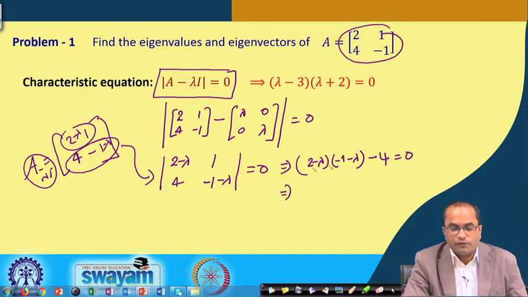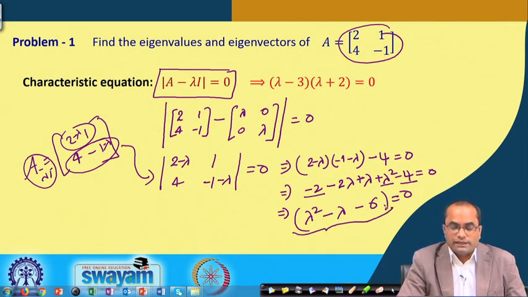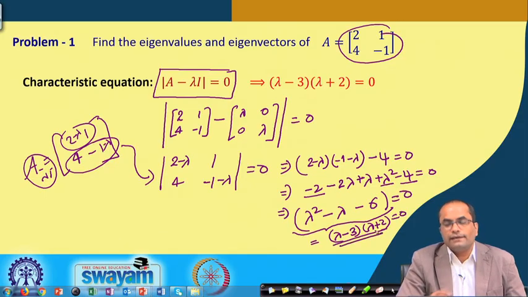So, we can get this product that will give minus 2, and then here minus 2 lambda plus lambda and plus lambda square, and then we have minus 4 is equal to 0. So, we get this minus 6 here, and then we have this lambda square, and then we have minus lambda. So, this is the characteristic equation which we can factorize here easily, and that is lambda minus 3 and lambda plus 2 is equal to 0.